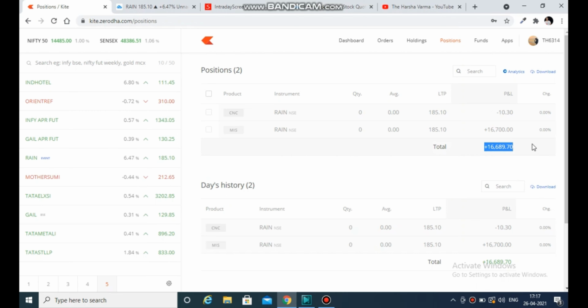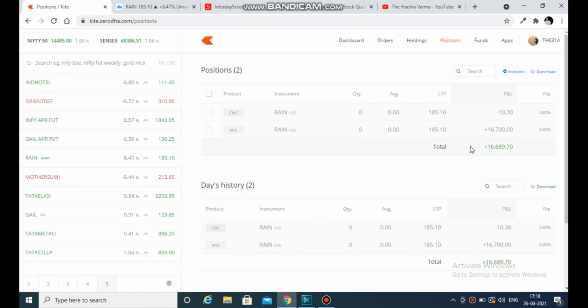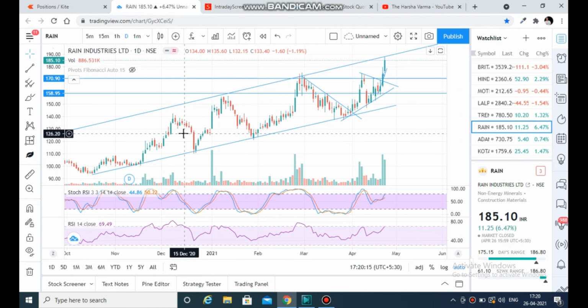Here you can see that today we made a very good profit of 16,000 using this strategy. Just for confirmation, let me show you that it's real by refreshing this page. So you can clearly see that these are today's profits. Now let us try to understand the idea behind the trade.